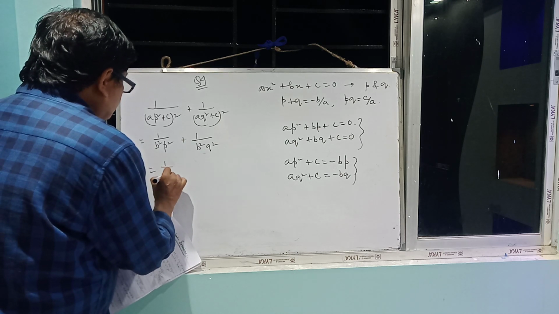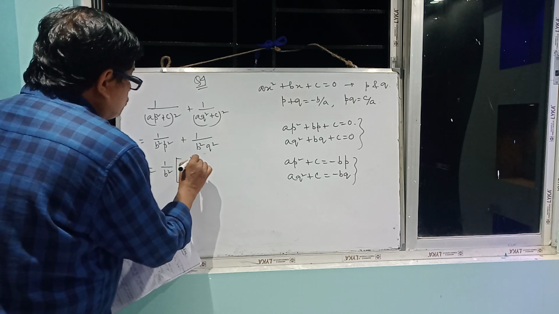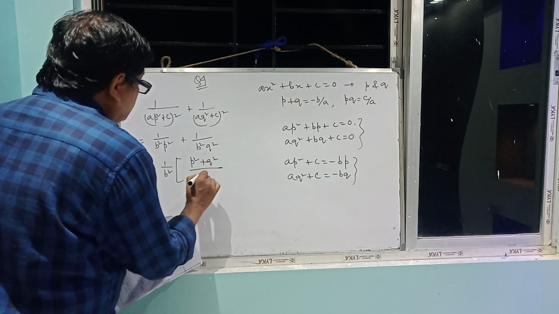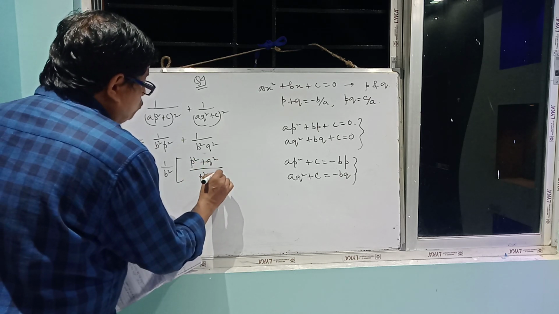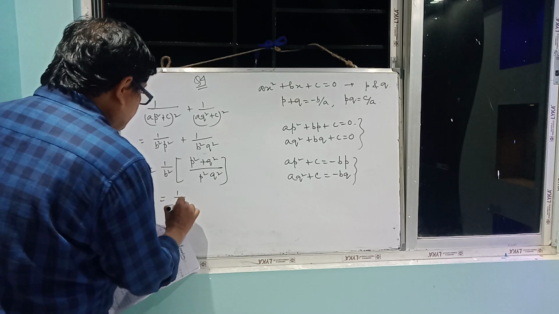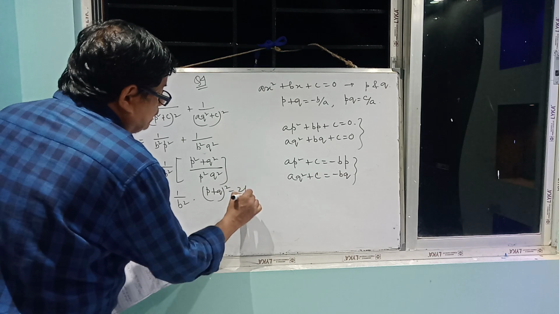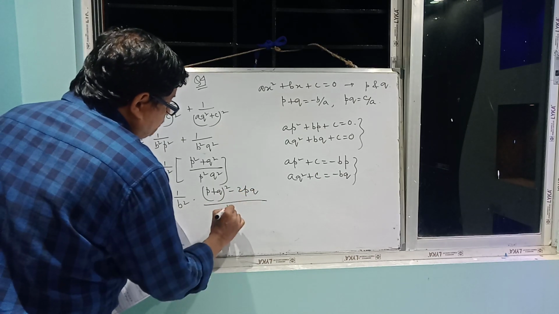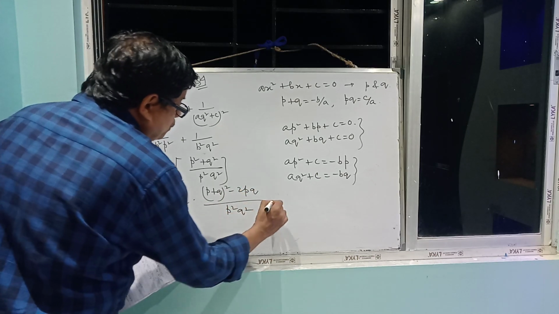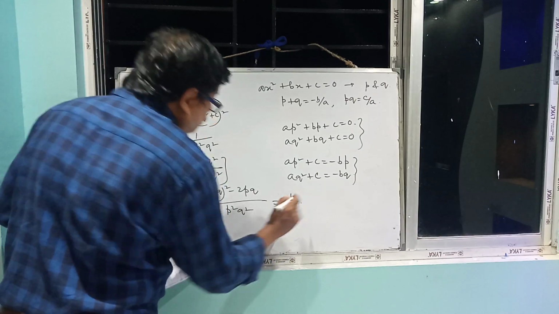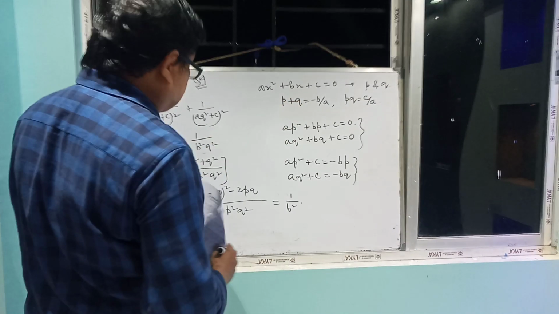Here 1 by b square is common. So it will be p square plus q square by p square q square. Okay, so write 1 by b square. So this will be p plus q whole square minus 2pq by p square q square. Okay, so write 1 by b square into p plus q, that is minus b by a.